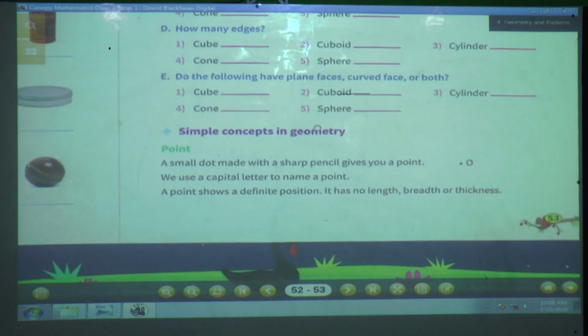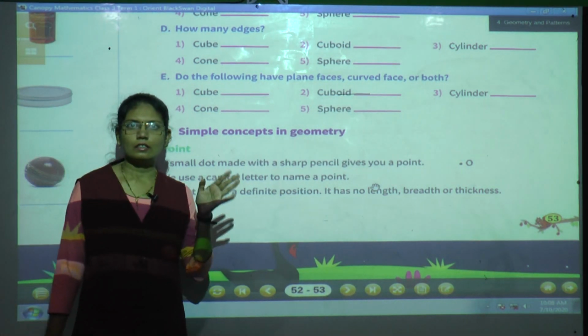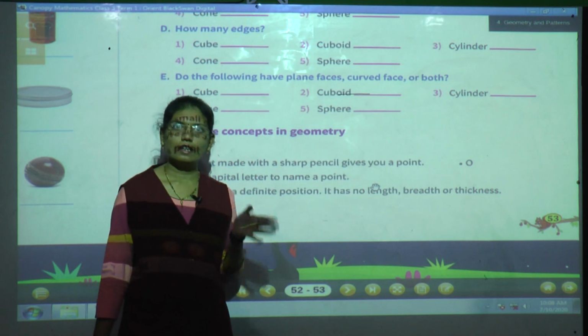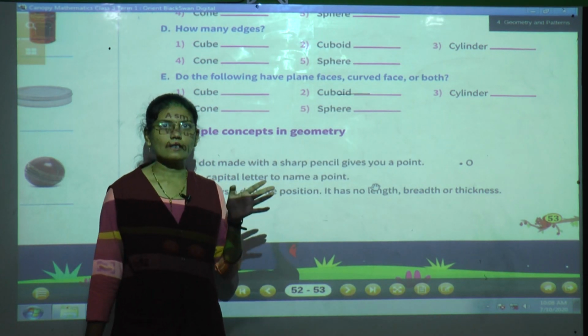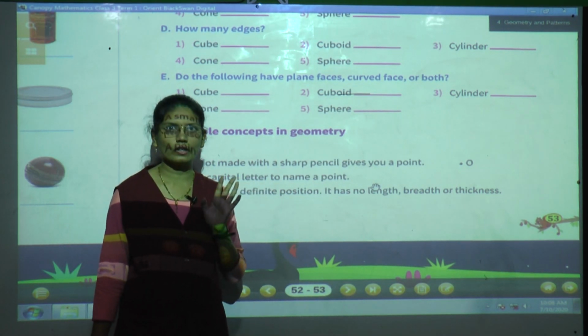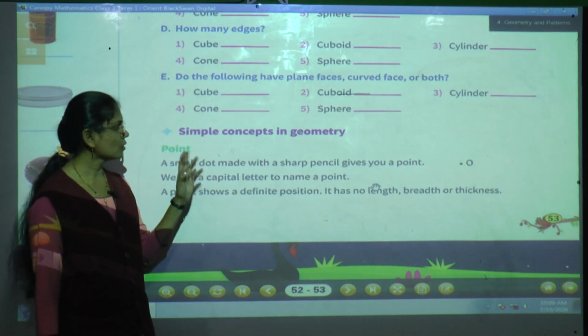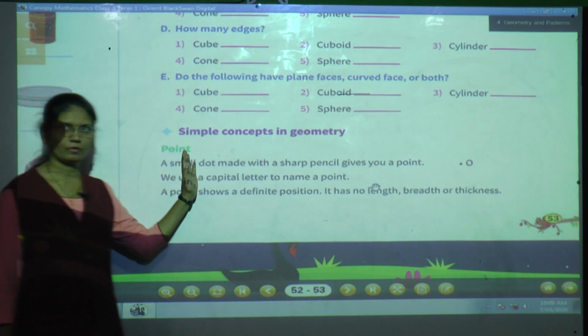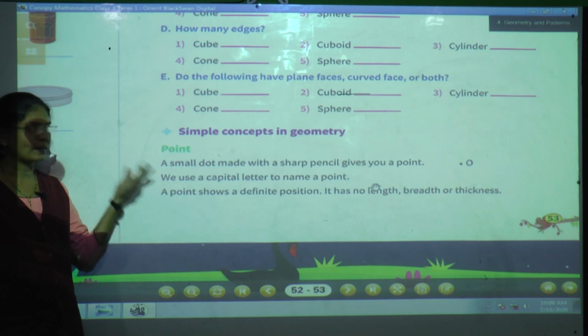In geometry, there are some concepts like point, line segment, line and ray. These four concepts today we are going to see one by one. Now the first is point. Okay, we will see about the point now.